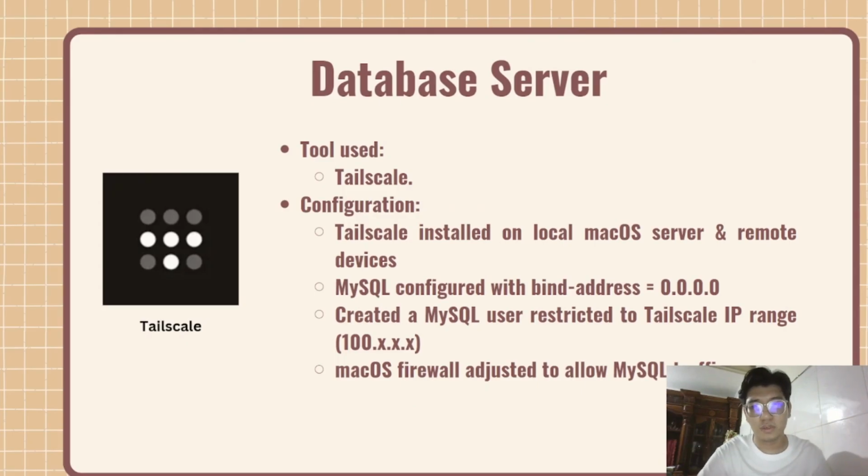So next, we're going to talk about our database server. For hosting our database, we use the Tailscale VPN application. In order to configure Tailscale, we install it on both the local database server and all remote devices, and configure MySQL to listen on all interfaces using bind address, and created a dedicated MySQL user limited to the Tailscale private IP range. And lastly, we adjusted the firewall to allow MySQL traffic over the private network only. This setup ensured that access was limited, encrypted, and secure.